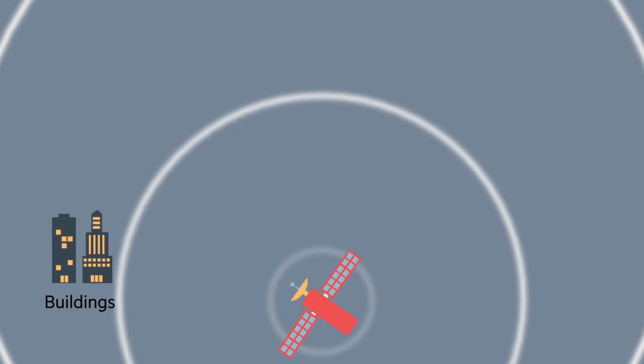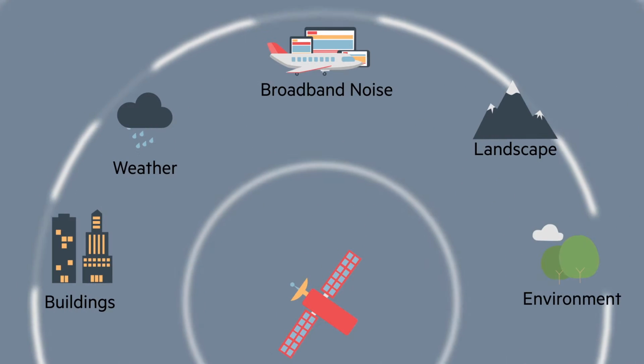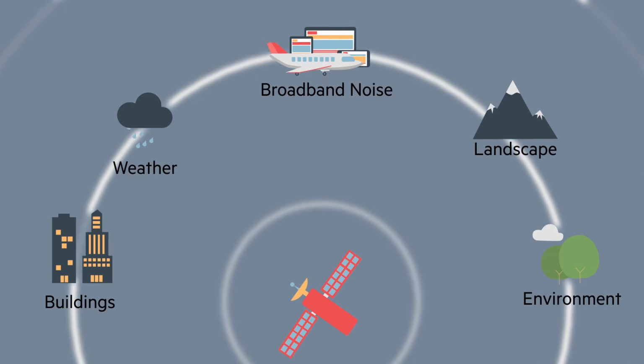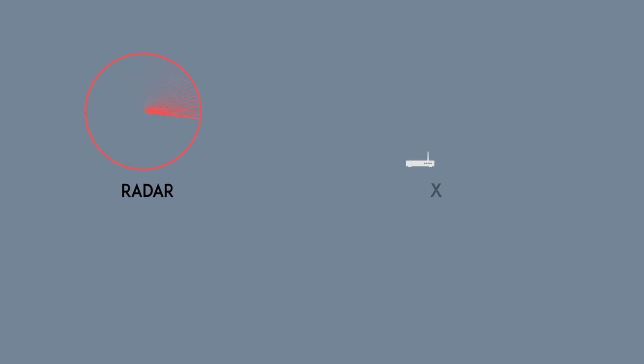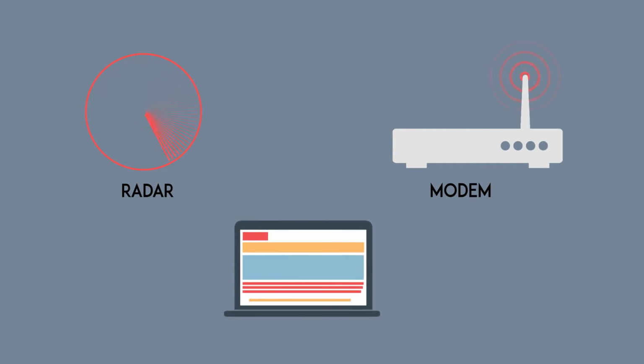With long-range communications over satellite, various environmental factors can result in channel impairments. These include interference, rain fade, and atmospheric effects. Radars and modems used in these technologies require comprehensive testing before being deployed in the field.